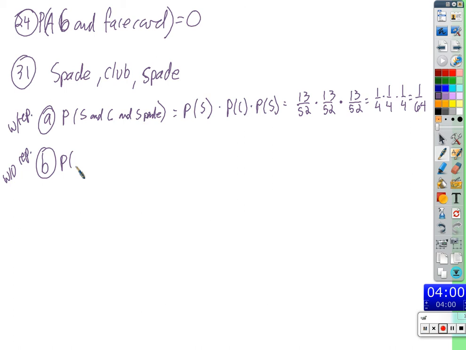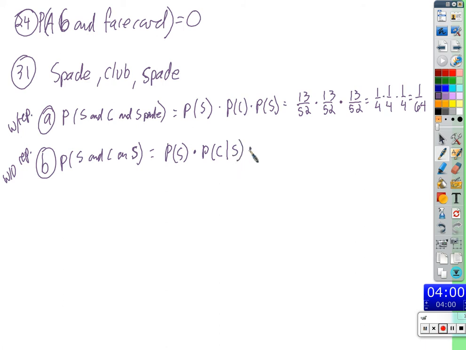And now the probability of spade and club and spade again without replacement, meaning we don't put the cards back. The first thing we do is a fresh deck, there's nothing fancy about it. Probability of spade. Then we're going to take a club, but we haven't put the spade back. So we're going to get the probability that we take a club, given that we already took a spade.